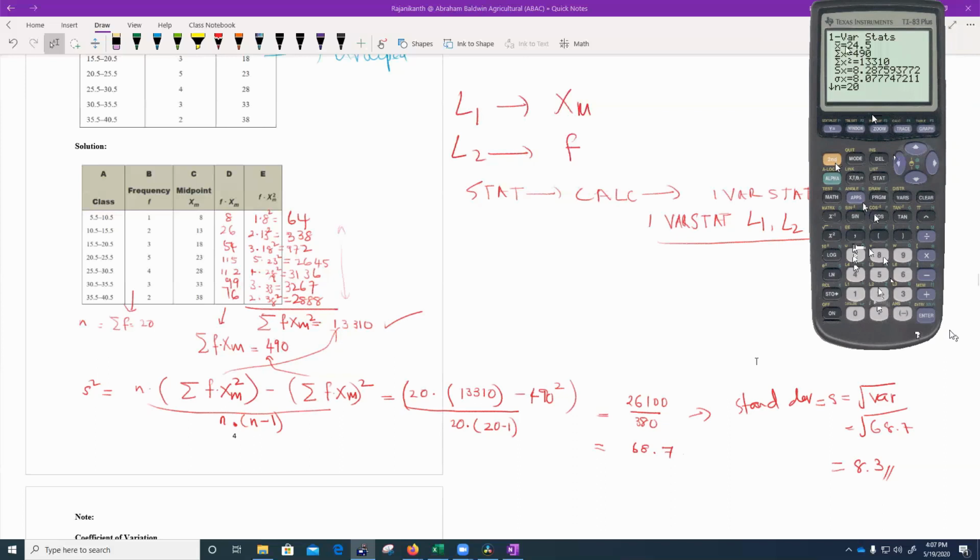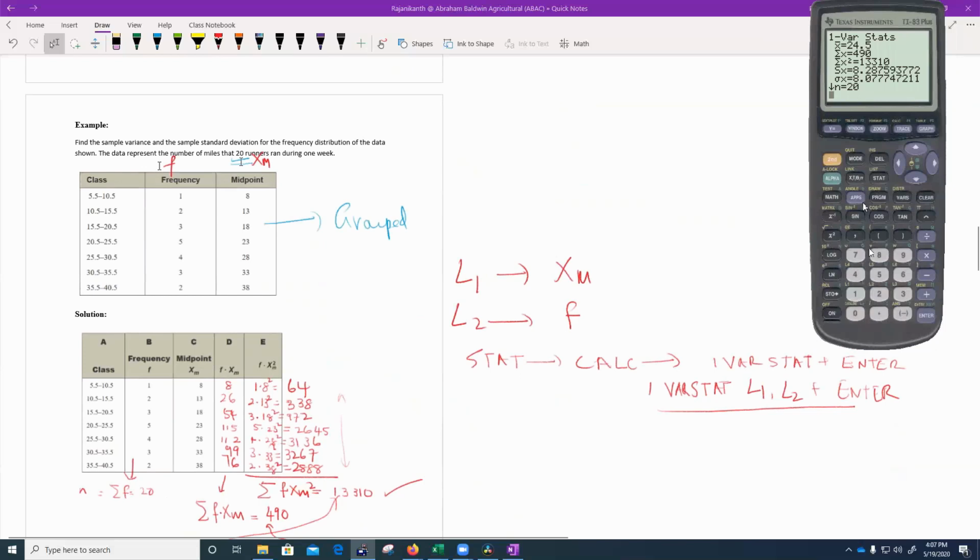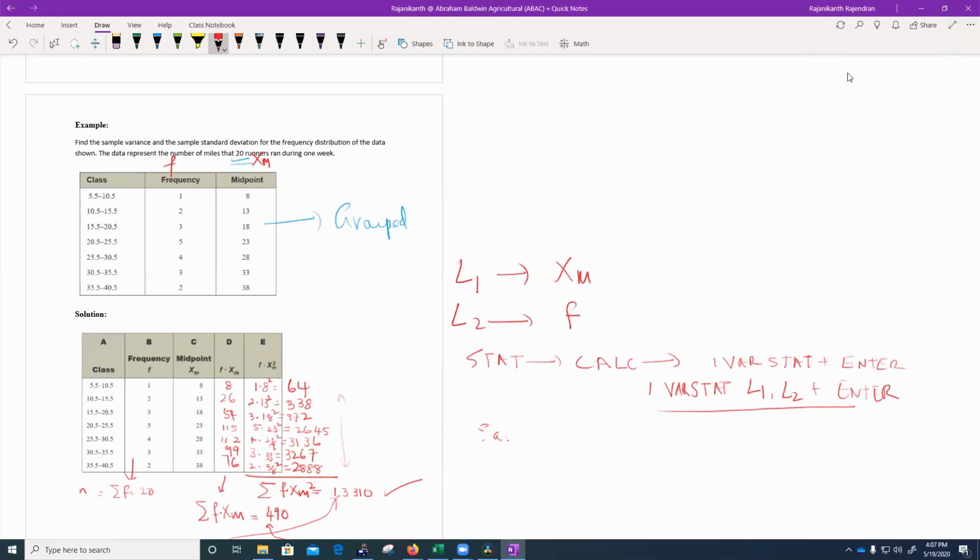So you have the sample mean. If you want to find the sample mean for the grouped frequency, you will get this answer. But remember, now we are finding the sample standard deviation and variance. So the sample standard deviation is Sx. Sx will give you the answer. By using the calculator, you need to pick the notation Sx. Okay, so that is what.